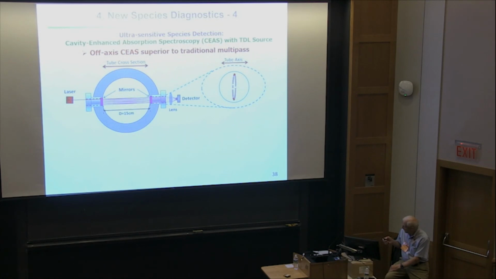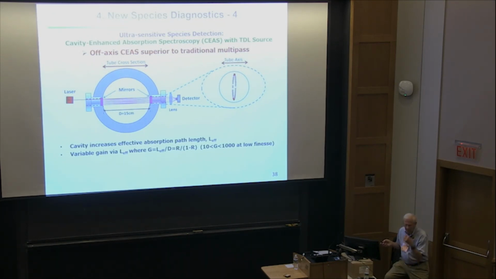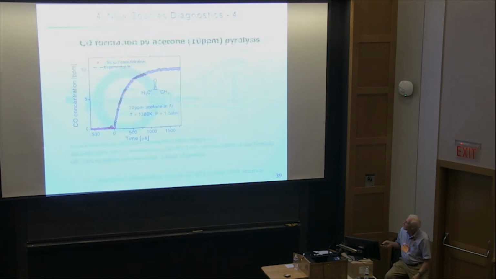You have to design these passes so that you map an ellipse like this, because you can't have the light interact with itself or you get some resonant effects. There are some challenges, but this works. So the gain depends upon the reflectivity. If the reflectivity is 0.99, it's kind of like 100 passes. And here's an example of CO with a peak value of only 10 ppm. And that's pretty amazing.